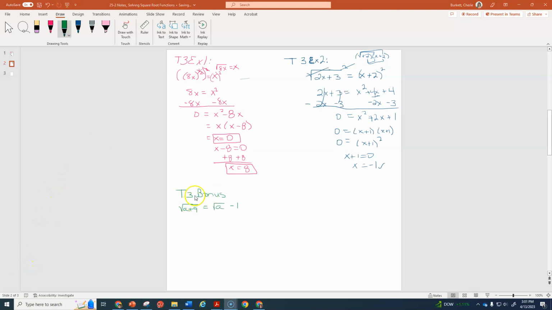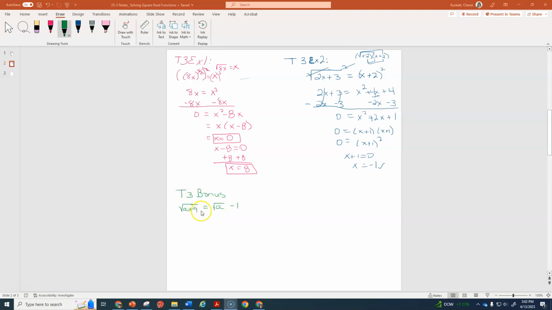All right, this next example is still a type 3, but it's going to be the one that's a bonus. The reason that this is a bonus, meaning I won't require you to do one of these on a test, but I will put one of these as a bonus on the test. It's a little extra, and the reason it's extra is because you're actually going to end up having to square both sides twice. So again, it's impossible for us to isolate both radicals.